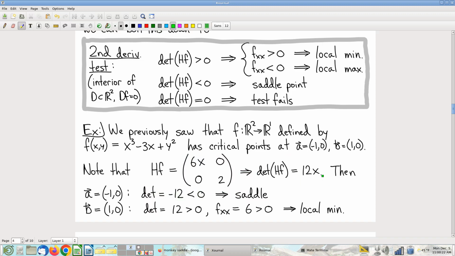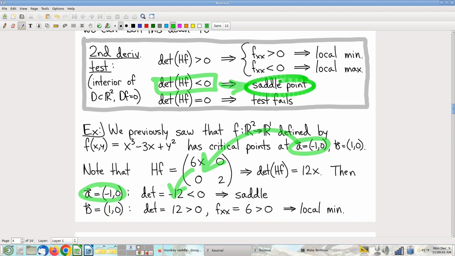And so we'll start with this point, this (-1, 0). And okay, step 1. Let's see, what is the Hessian? The Hessian determinant turns out to be -12. Negative means saddle. How we doing?